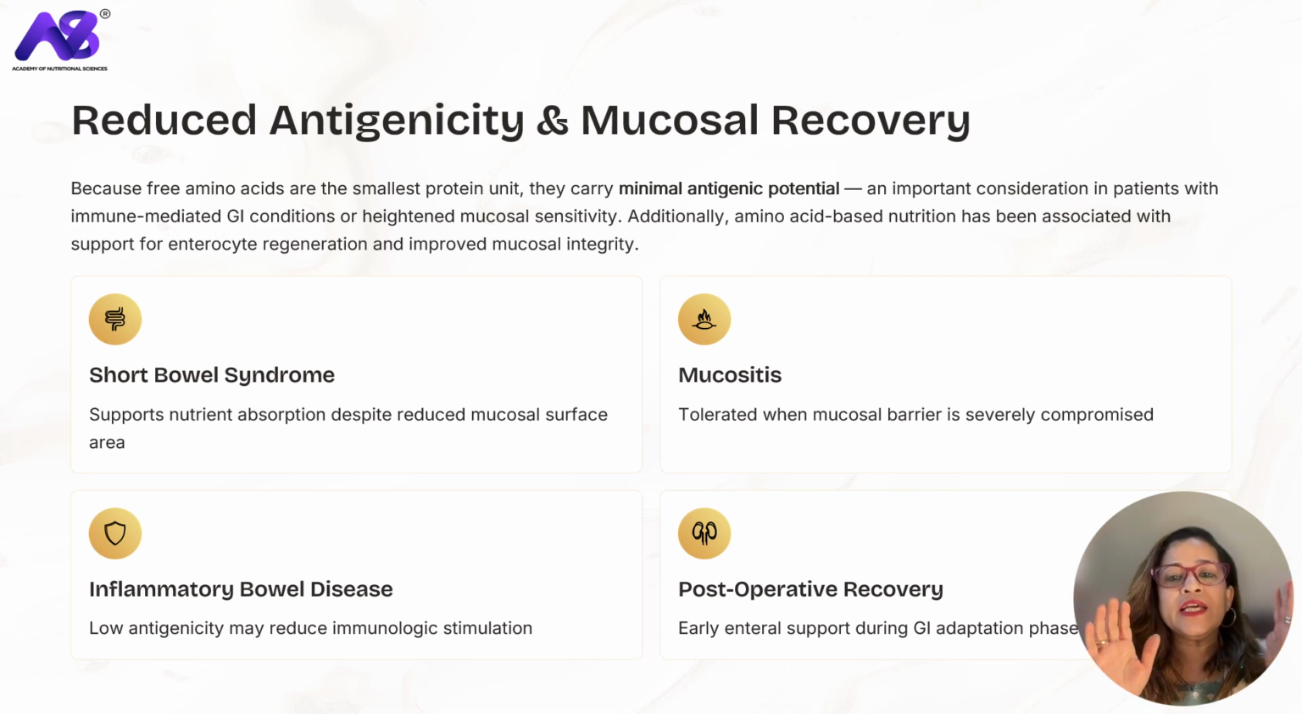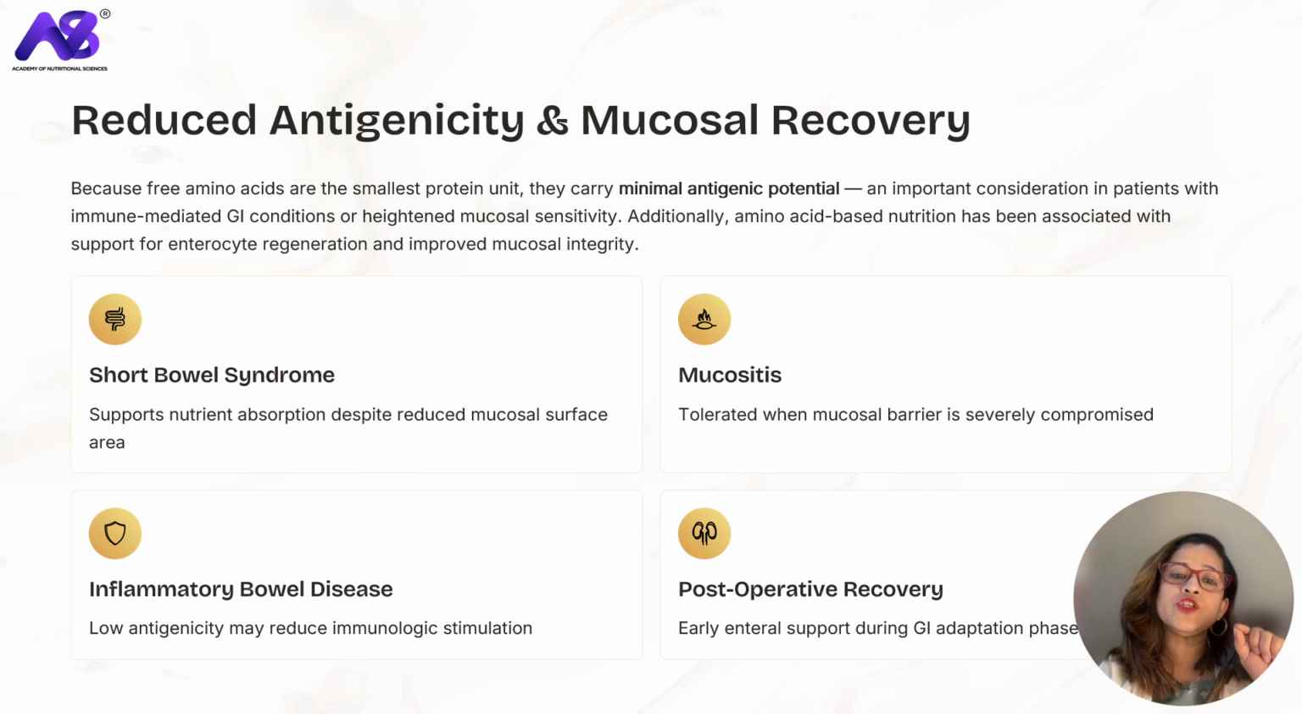Now, in which clinical situations is it helpful? Take a patient with short bowel syndrome, where a large part of the small intestine has been removed or cut, or damaged, so the surface area of absorption becomes very small. Because free amino acids don't need the digestion which a whole protein would require, they can be absorbed very quickly with the limited intestinal surface area these patients have. So it helps these patients to receive adequate nutrition.